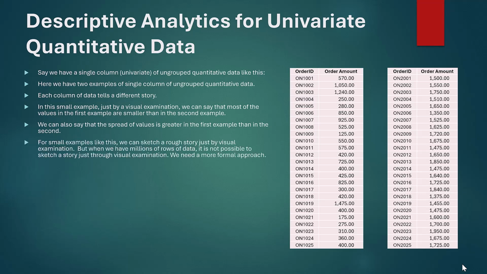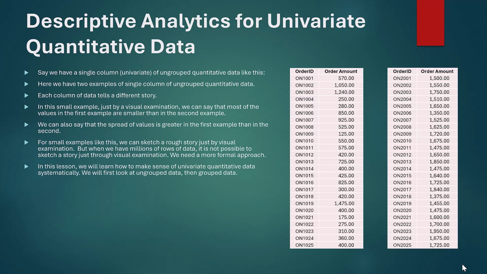Now, these are very small examples, only 25 rows of data, and we can say a few things by just a visual examination. But when we have millions and billions of rows of data, we can't even see the entire data at once. So we cannot really make any meaningful observations. We need a more formal approach. So in this lesson, we will learn how to make sense of univariate quantitative data systematically.